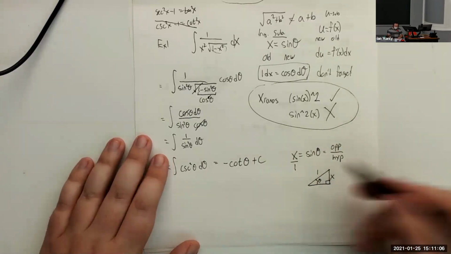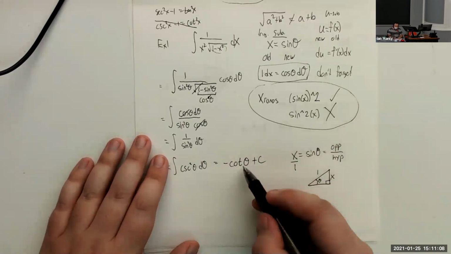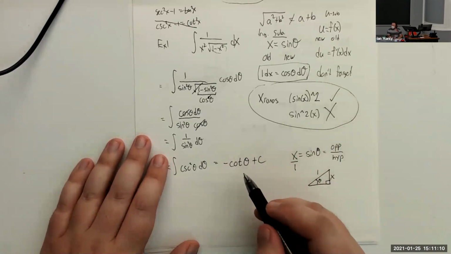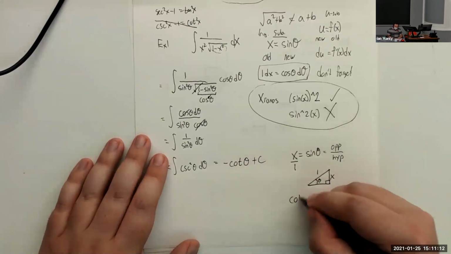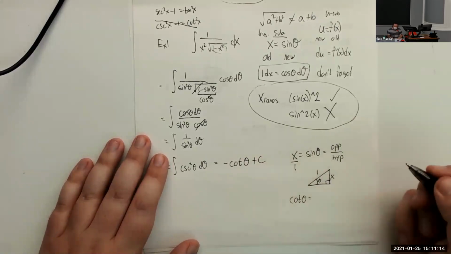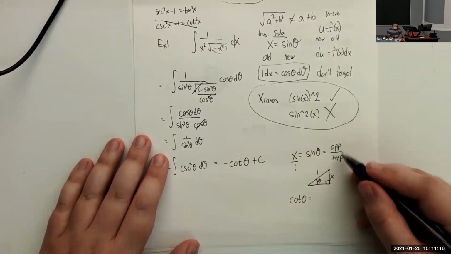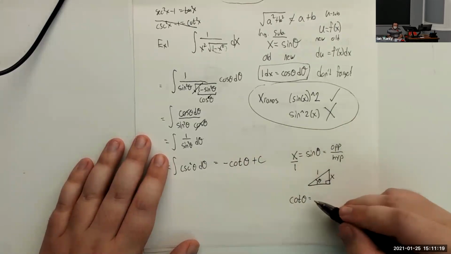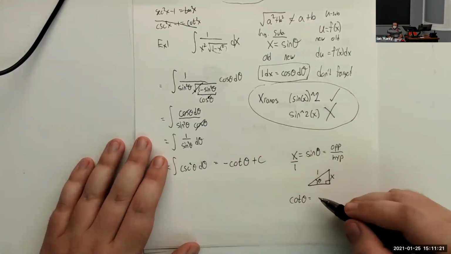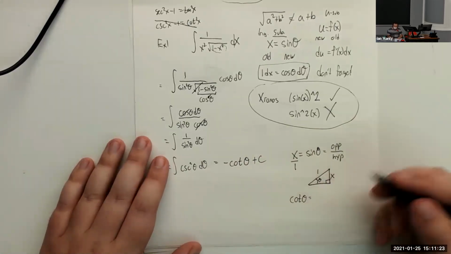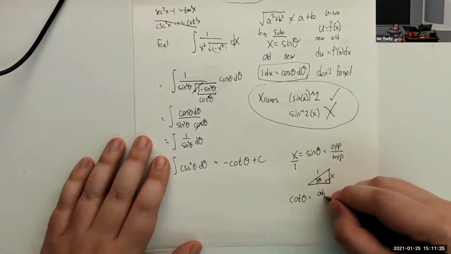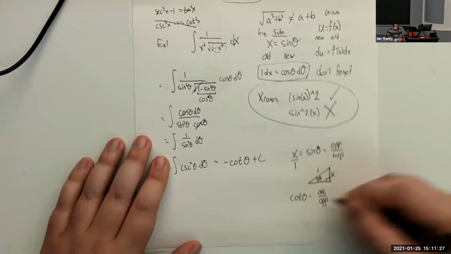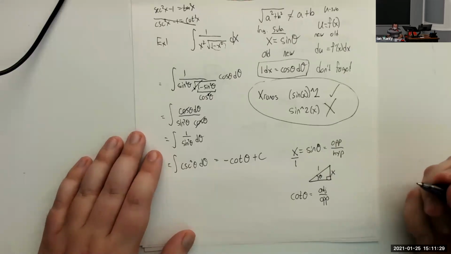Okay, well, that's all well and good. Why did I bother doing this? Well, I want to figure out what cotangent is in terms of x. Now, what's the opposite, hypotenuse, adjacent for cotangent? That's right. It's going to be adjacent over opposite right here.